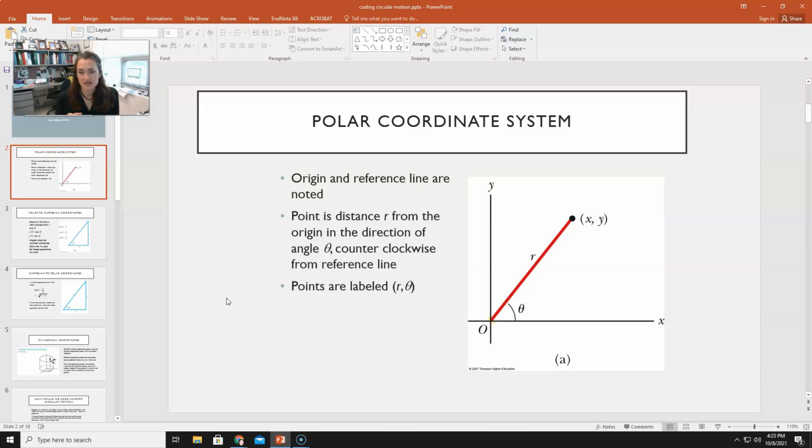Now r is the length of the position vector that points from the origin to the point in question. So here, r is shown as the length of that red line, okay? Now, theta is the angle which swings counterclockwise from the plus x-axis to the position vector.